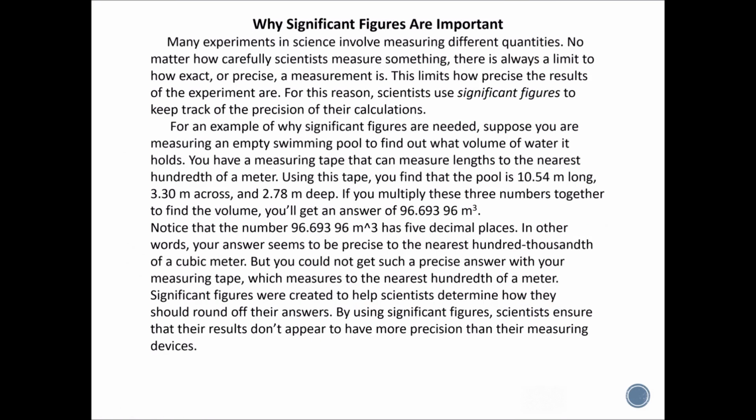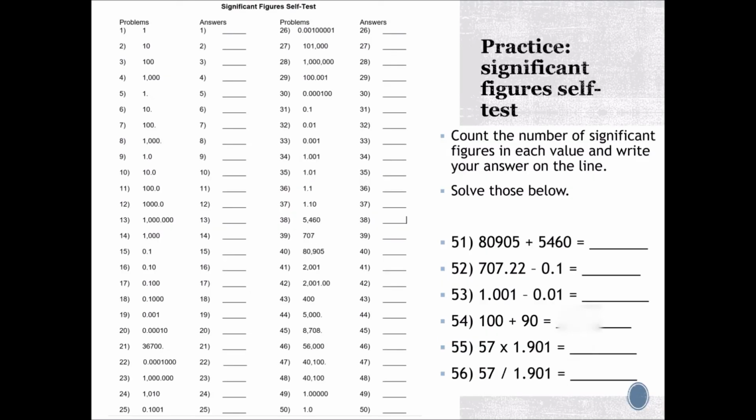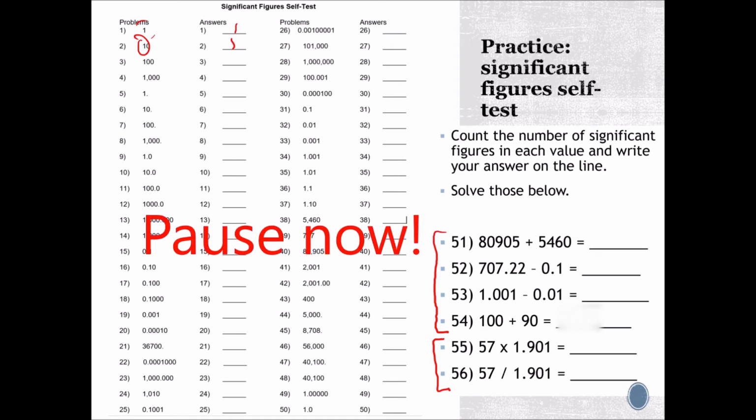Read through why significant figures are important so that you have a deeper understanding. This is a review of what we just went over. Now, I want you to take a minute and do practice problems 1 through 56 here. For the first part, you're going to count the number of significant figures. For example, there is 1 sig fig here, 1 sig fig here, etc. Then in 51 through 56, apply your addition, subtraction rules and your multiplication, division rules. Pause the video here and come back when you're done to check your answers. And go.